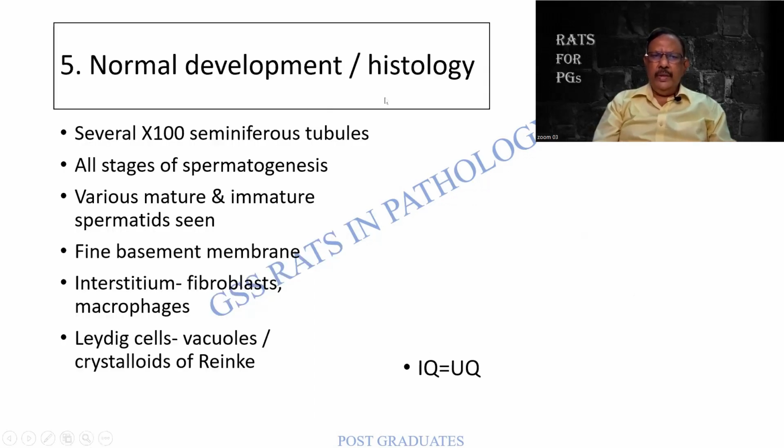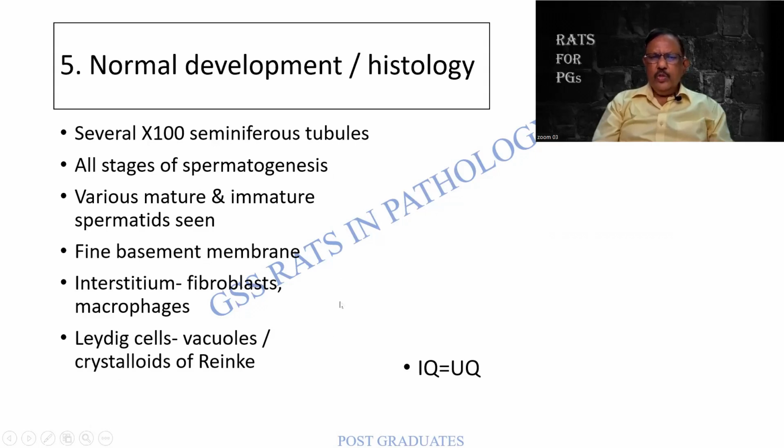Coming to the development and histology, there are several hundred seminiferous tubules, and we find different stages of spermatogenesis. Various immature and mature spermatids are seen. There is a fine basement membrane. The interstitium composed of fibroblasts and macrophages. Leydig cells with vacuoles and crystalloids of Ranke.